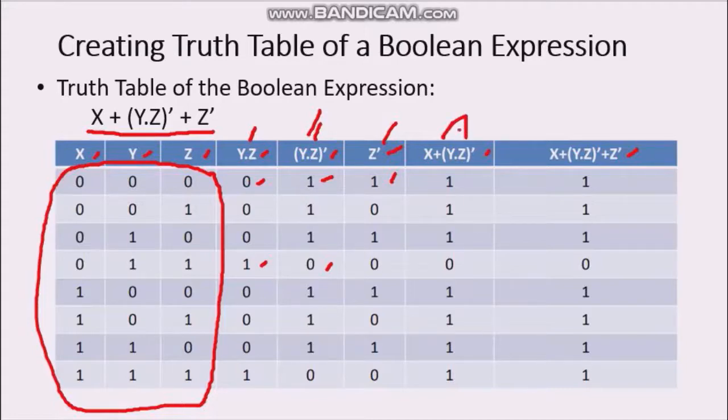Okay, now next column is x plus y dot z whole bar. So you find out values in this column. Okay, x is here, and y dot z whole bar is here. You add values in these 2 columns. Value of x is 0, y dot z whole bar is 1, so 0 plus 1 you will get 1 here. Likewise you can calculate values in all the other rows.